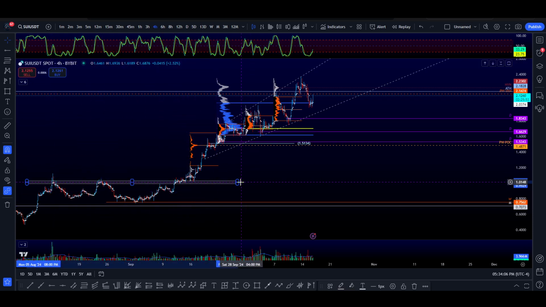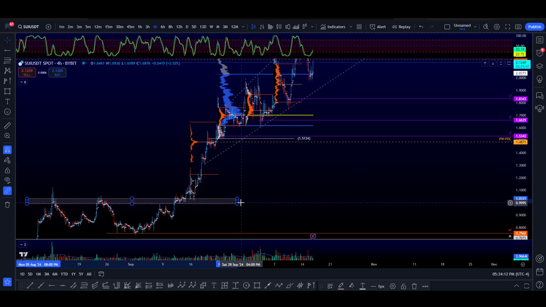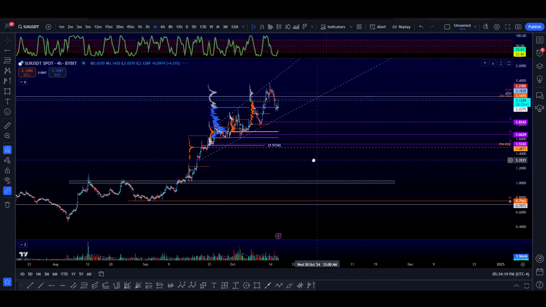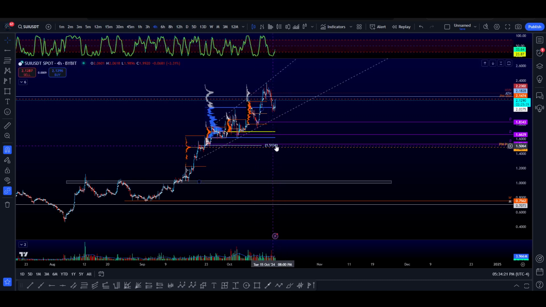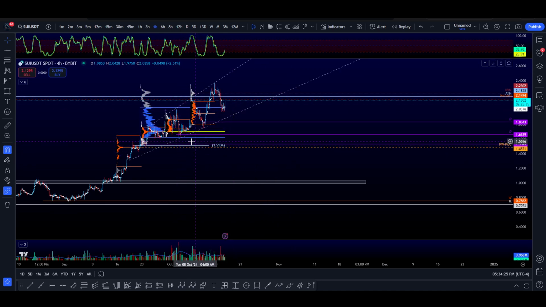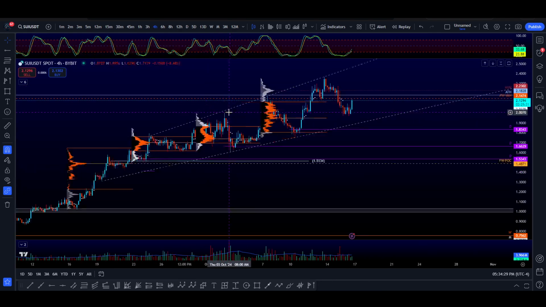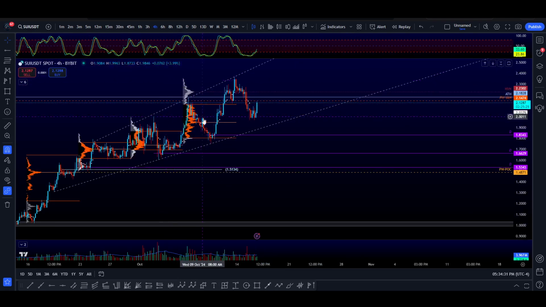So worst case scenario, if we do get a massive dump from Bitcoin out of nowhere before continuation higher, I would expect to at least see price come down to $1, right? Worst case scenario. But I do see $1.50 being tapped if we just get a little bit of a bearish push. But obviously you can see Sui has just been extremely strong, right? Extremely, extremely strong.